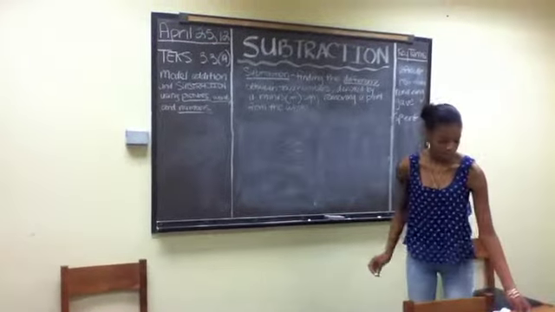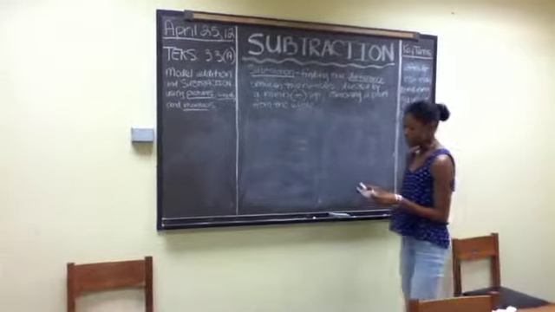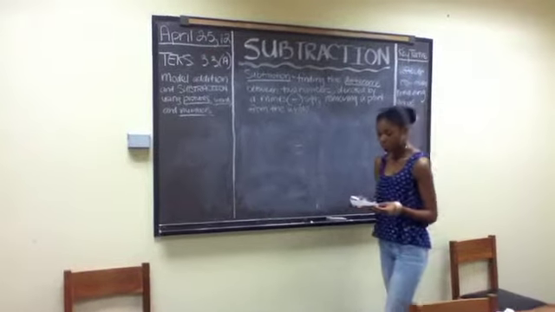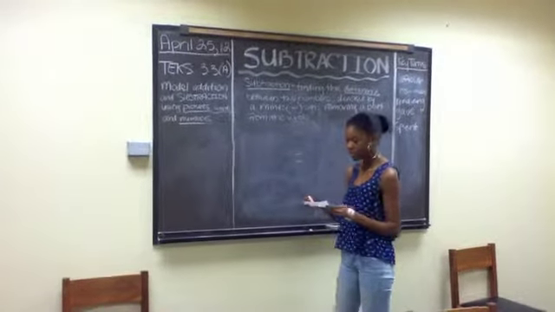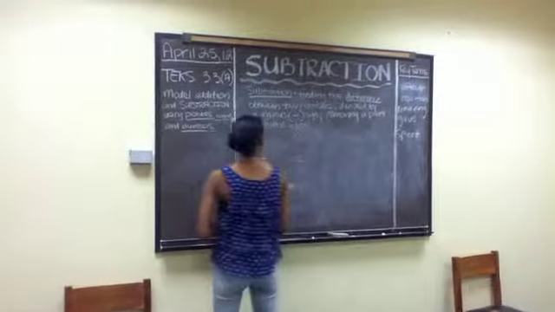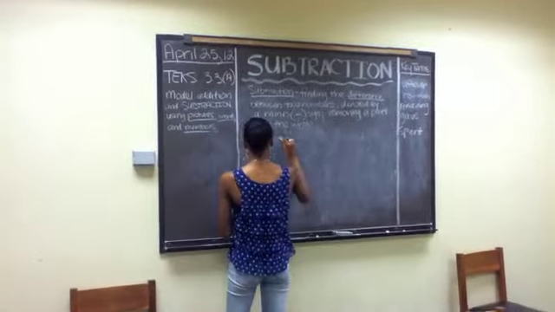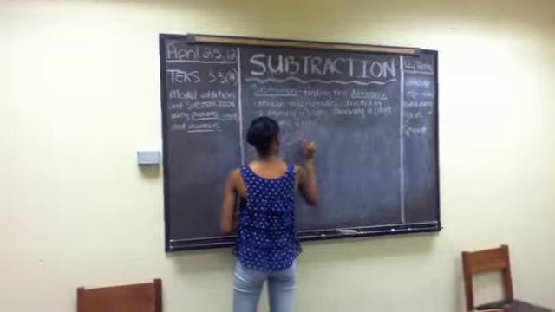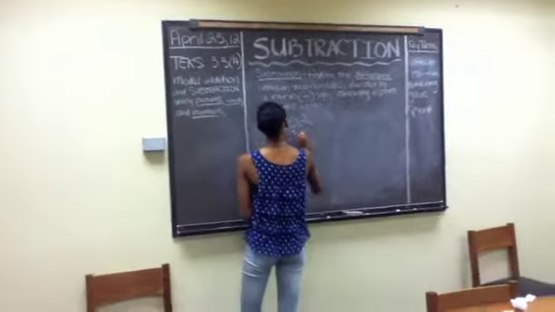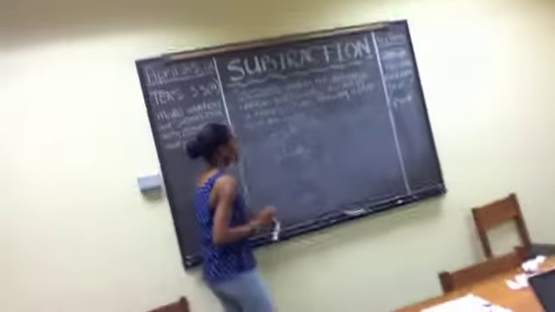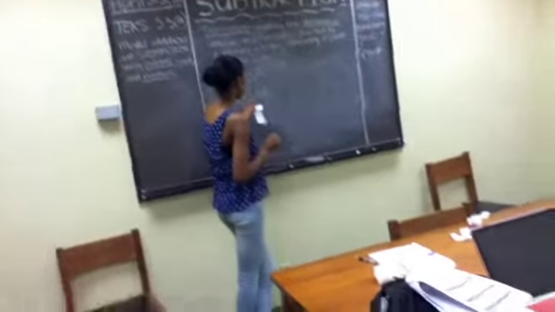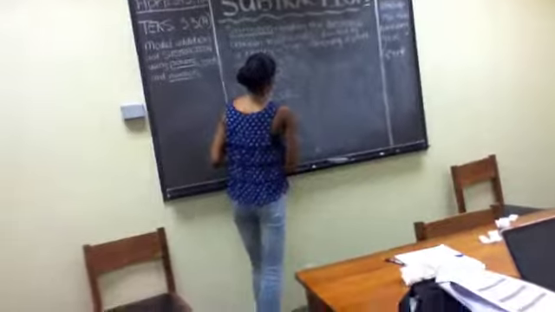So our word problem says if Mary had 52 pieces of bubble gum and she gives Ann 16 pieces, how many pieces of gum does Mary have left? So we're going to set up the problem and say 52 minus 16. So this is the 52 pieces of bubble gum that Mary had, and this is the 16 that she's going to give to Ann.